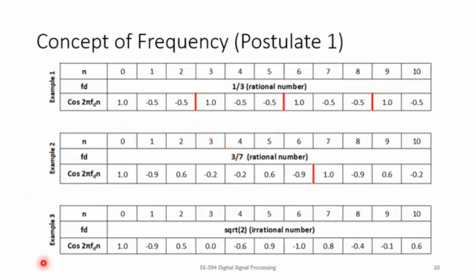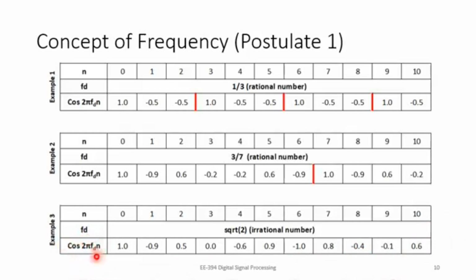Now in example 3, we take an irrational number as a frequency FD, square root 2. So when we place square root 2 in FD and choose n as 0, 1, 2, 3, the numbers come out to be 1, minus 0.9, 0.5, 0, minus 0.6, and so on. And although I have stopped at 10, you can carry on, and you will find that there is no periodicity.